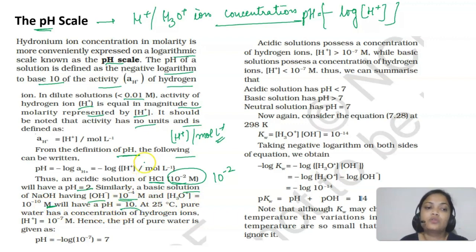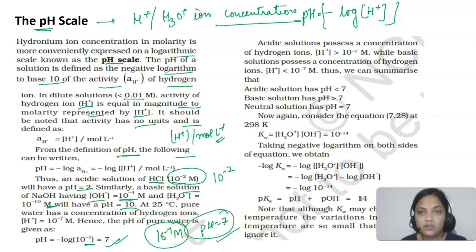Okay, so just now we have seen that at 25 degrees Celsius the concentration of hydrogen ions in water is 10 to the power minus 7 molar. So the pH of pure water is minus log of 10 to the power minus 7, so that is going to be 7. Okay, so the pH of pure water at 25 degrees Celsius is 7, that we all know.